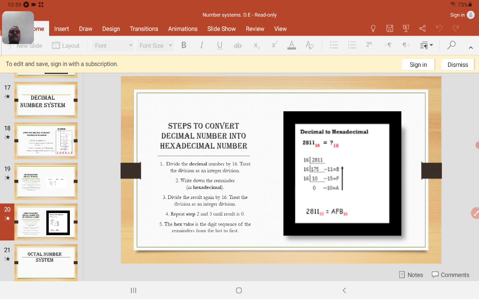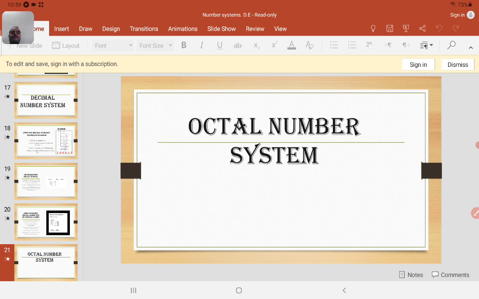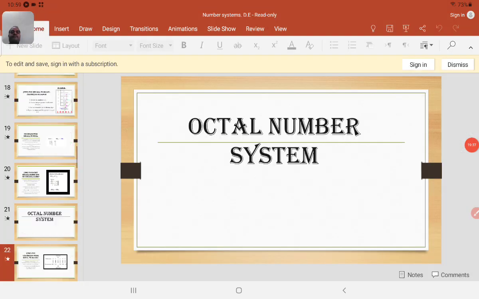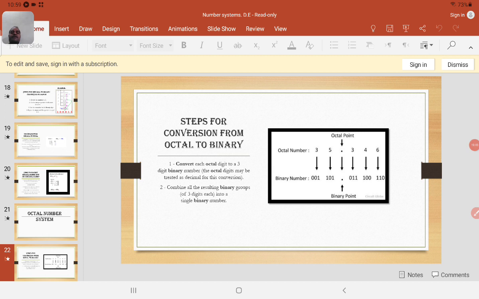In the next case, when we consider the octal number system, here is how to convert the octal number into binary. Already we have seen that when we convert a binary number into an octal number, we divide the given binary number into groups of three digits. Here it is the exact opposite: the octal number is given, and we just write it in binary format with three digits for each number.